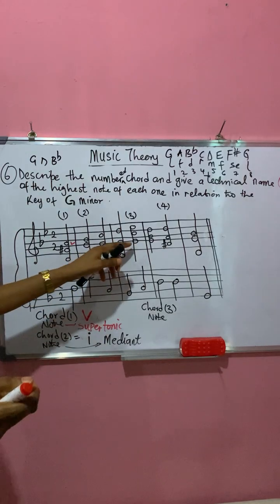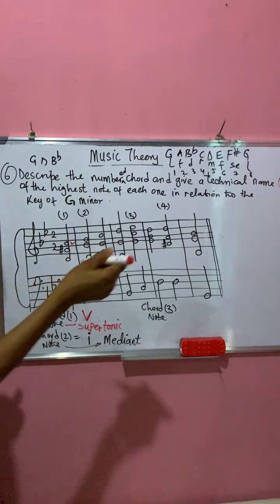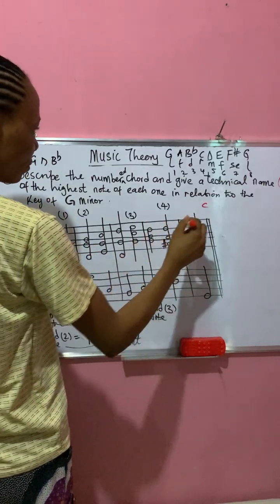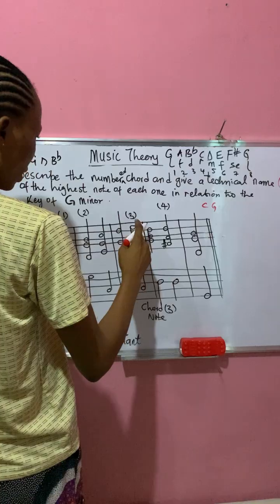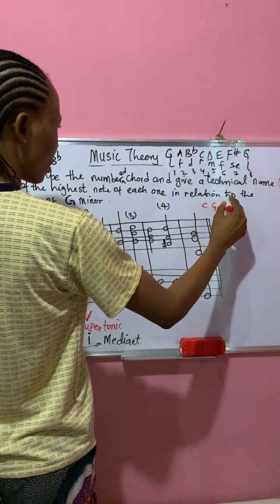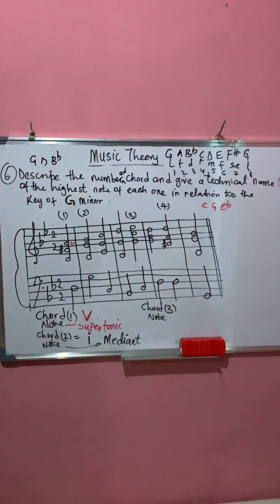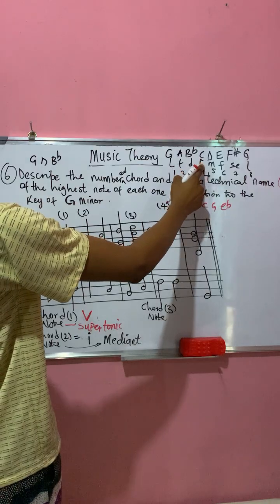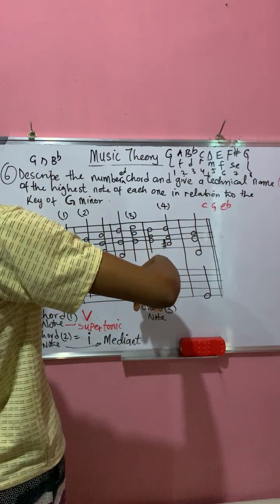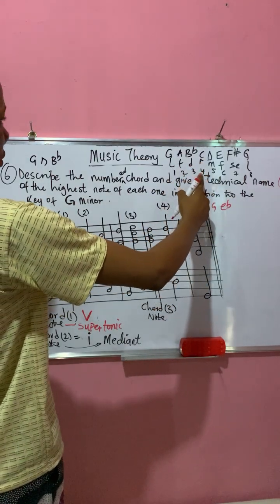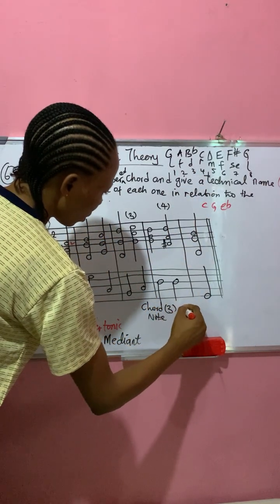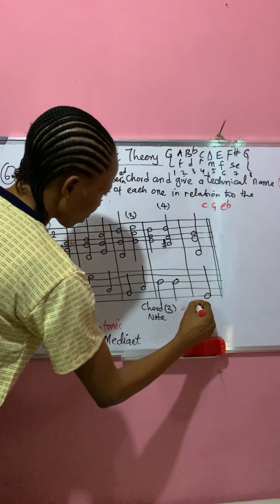Now we go to number 3. It consists of C, and we have G, and we have E flat. So this is a C minor chord. C minor chord, what's the degree of C in this key? C is the 4th degree. So that means this chord now is chord 4.